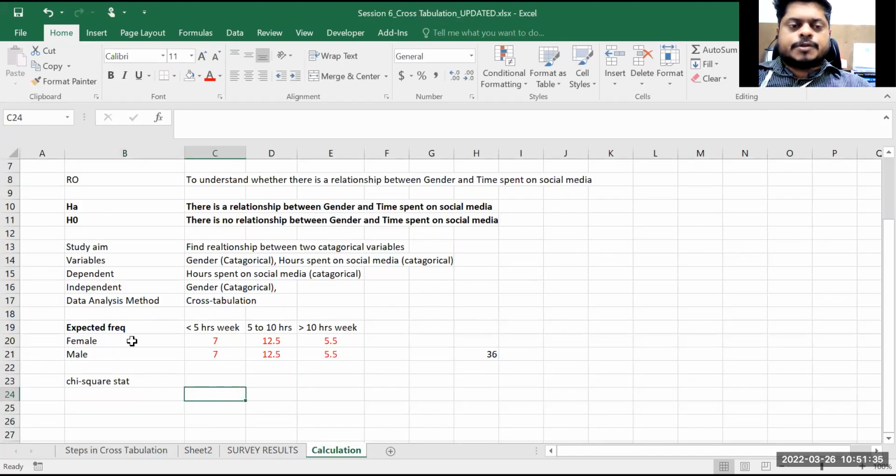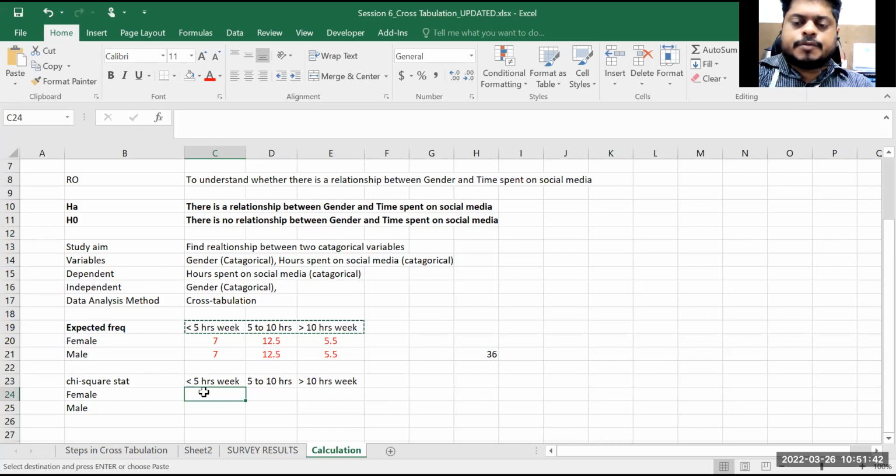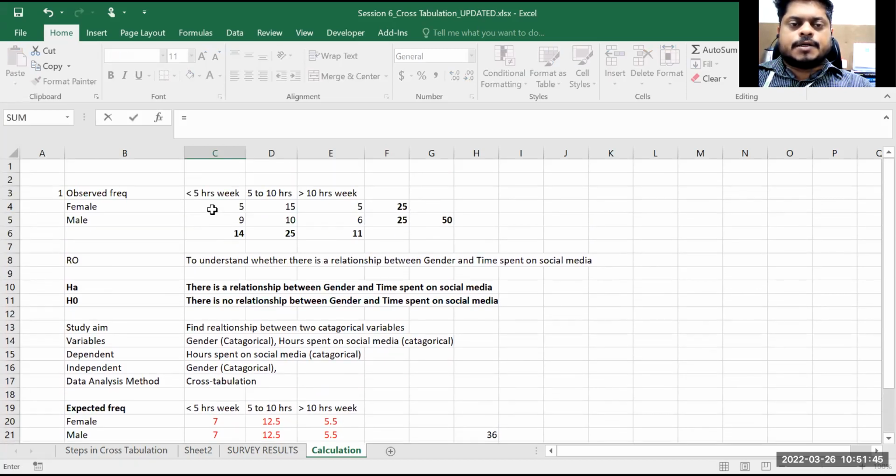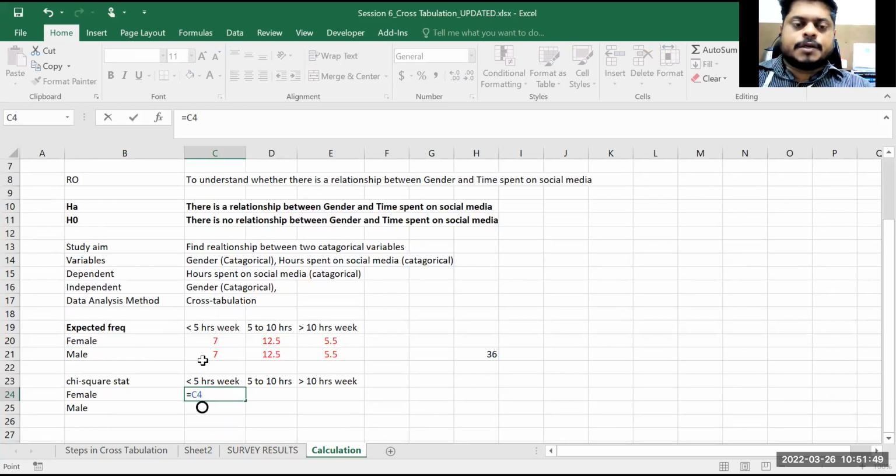So what is my observed frequency? My observed frequency for this cell is 5 female students who spend less than 5 hours in a week on social media, minus my expected frequency, which is 7 female students spending less than 5 hours in a week on social media. Square of that, divided by my expected frequency.